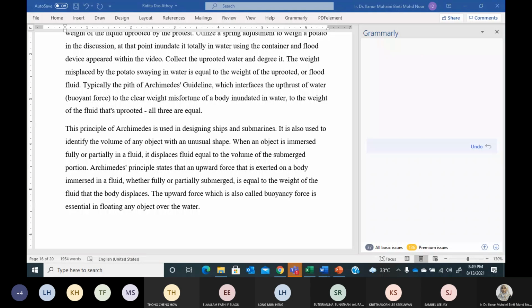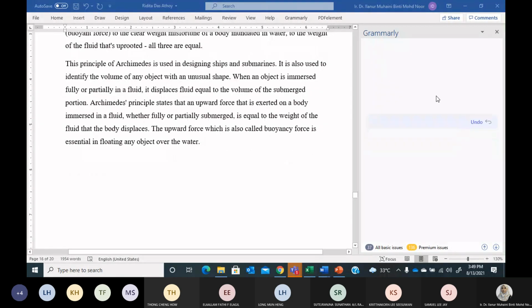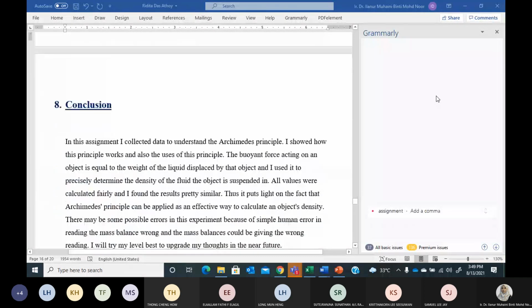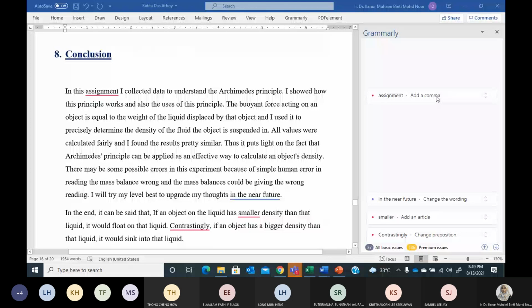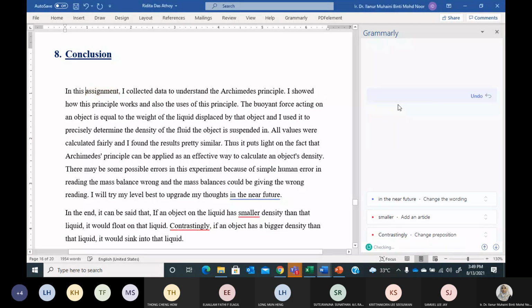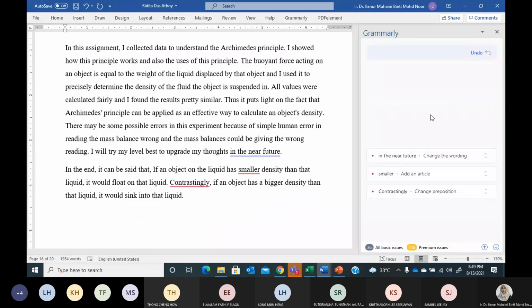Okay. So you understand, right? You install this Grammarly before you submit to me. See, in the assignment, I collected data. Put comma here, right? You click, they correct for you. So you save time. At the same time, you can learn.